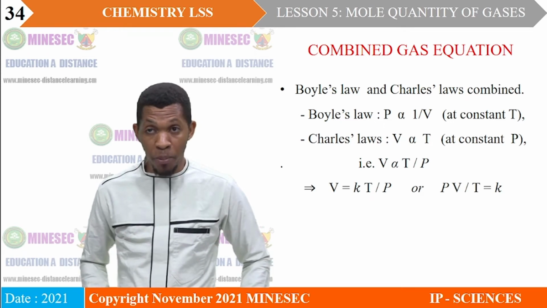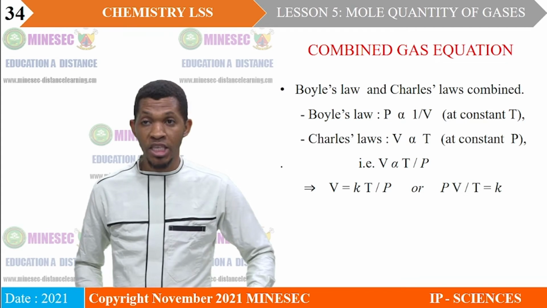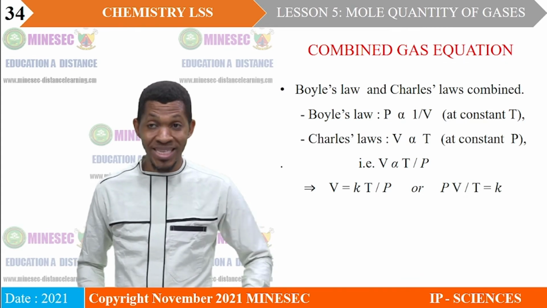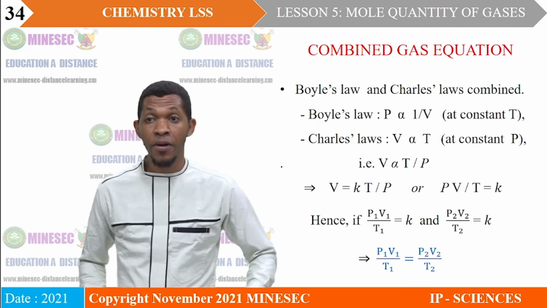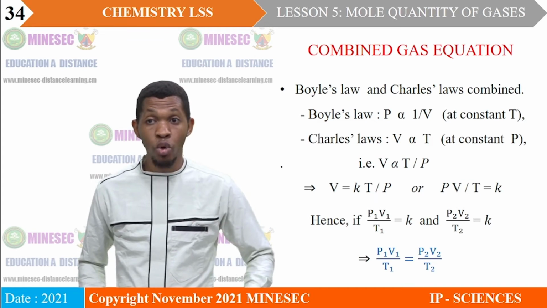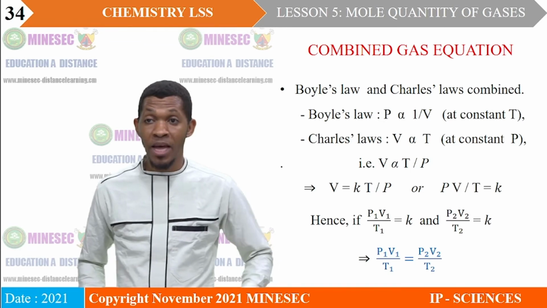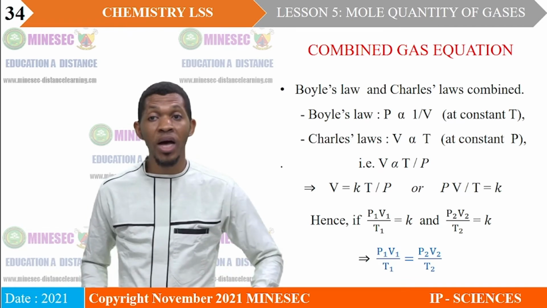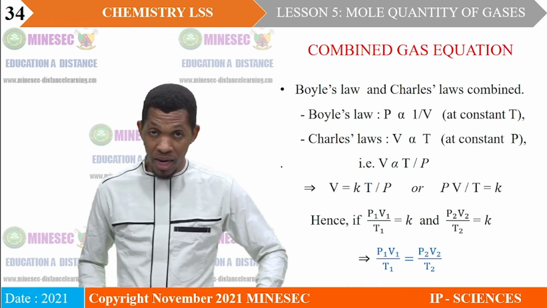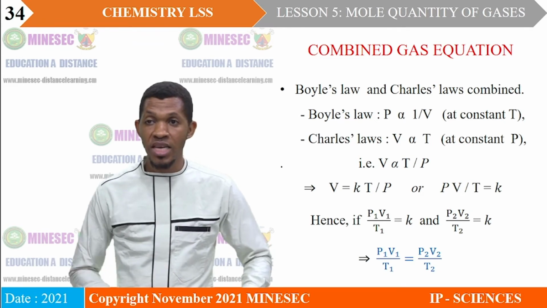Introducing a constant of proportionality, we have V is equal to KT over P, or PV over T is equal to K. Considering two different conditions, we have P1V1 over T1 is equal to K, and P2V2 over T2 is equal to K. If we equate both equations, we have P1V1 over T1 is equal to P2V2 over T2, and this is the combined gas equation.